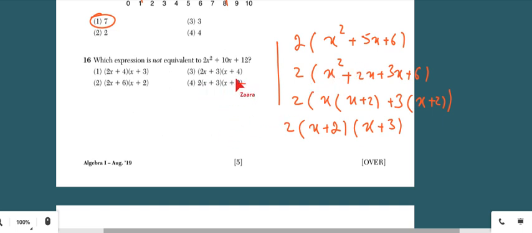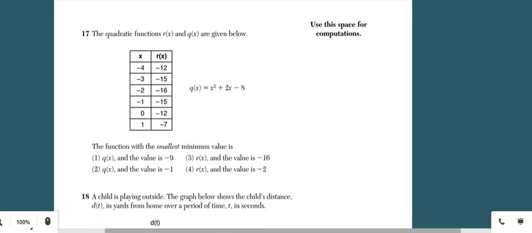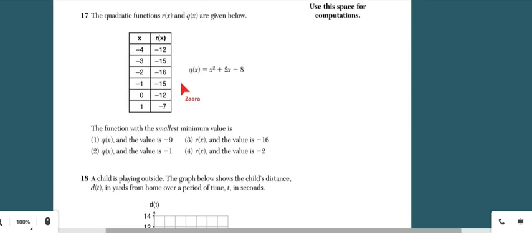Now if I just multiply 2 with the first parenthesis, I will get 2x plus 4 and x plus 3. So 2x plus 4 and x plus 3 is also here. And if I multiply 2 with this one, I will get 2x plus 6 and x plus 2. This one, so option 3 is the correct one. It is not equivalent. They made this question so easy. Yeah, this paper is quite easy.